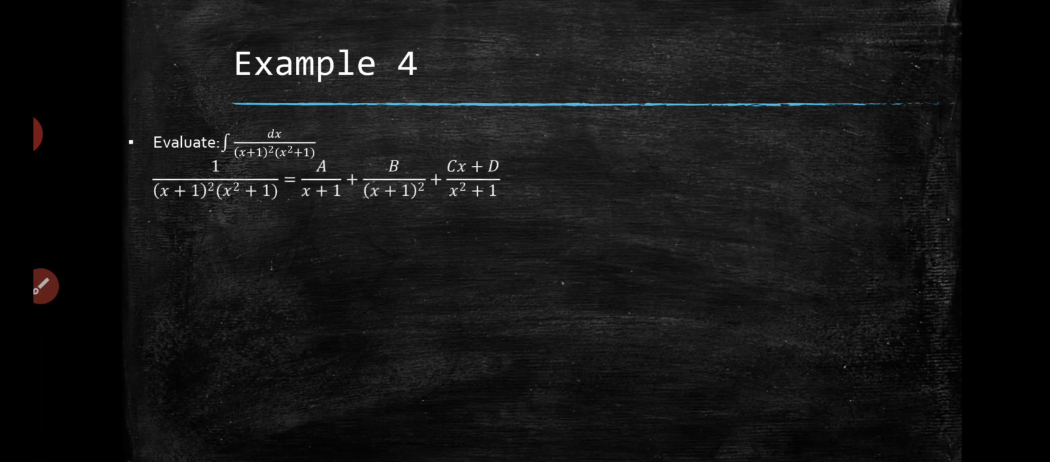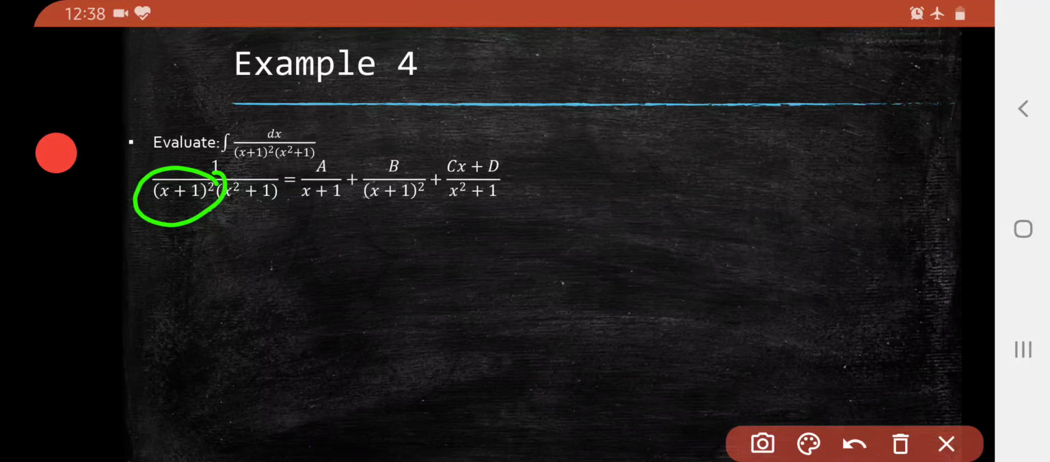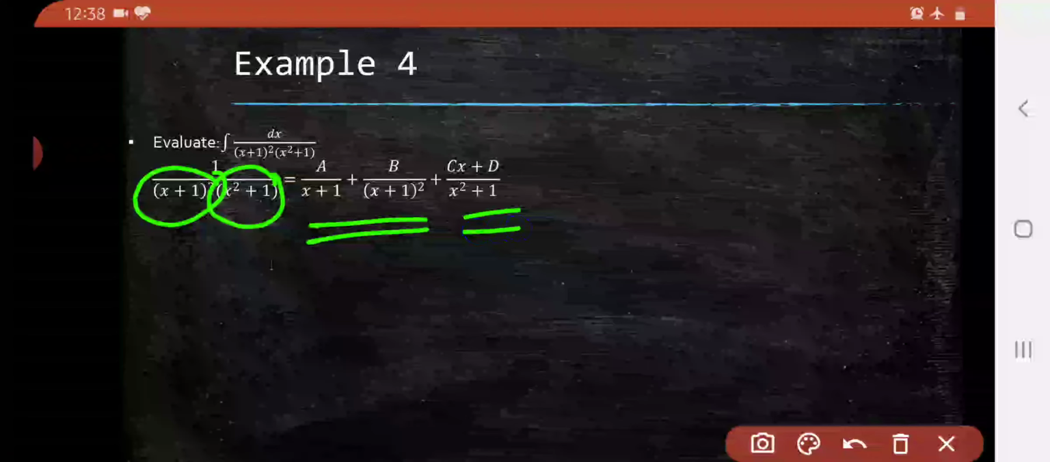For 1 by (x plus 1) whole square, this is a repeated linear factor, so I have to take these two: a by x plus 1 plus b by (x plus 1) whole square. And for x square plus 1, as it is an irreducible quadratic factor, I have to take this. Fine.